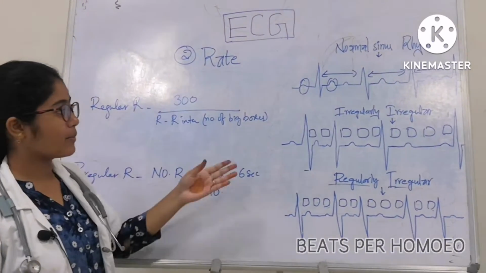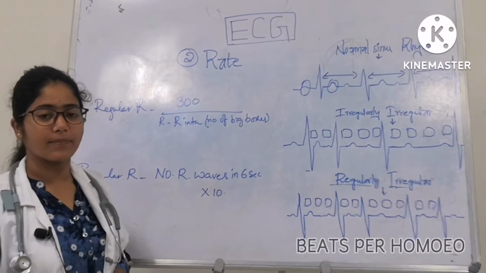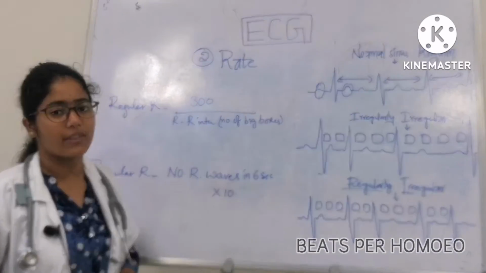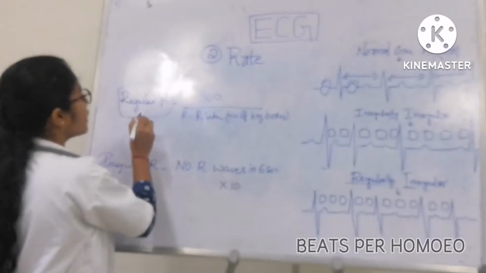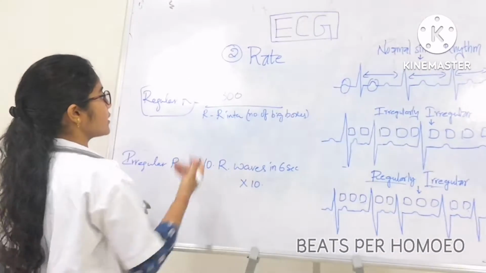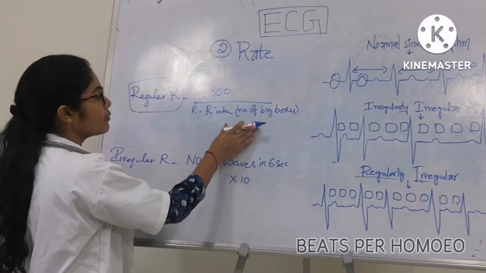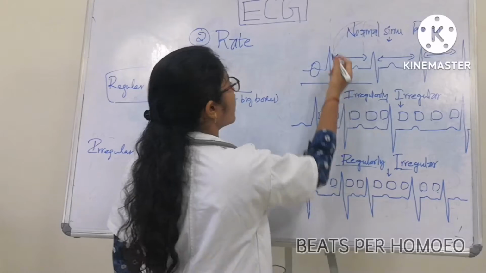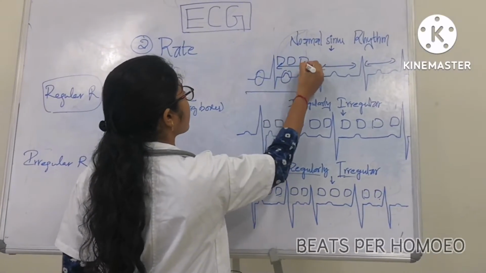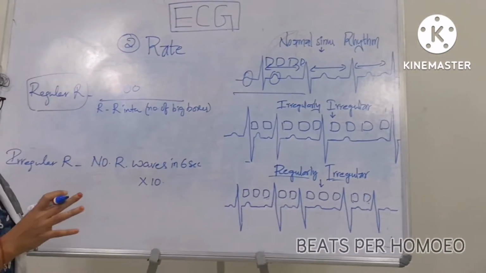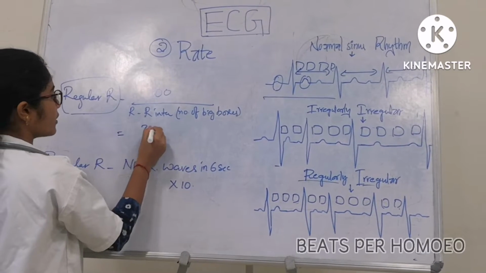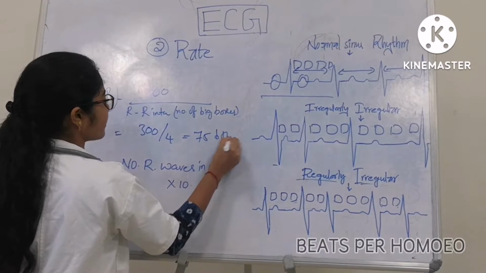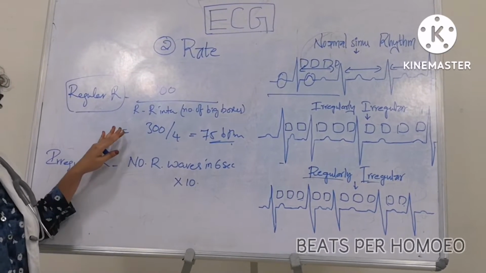To calculate the heart rate from an ECG strip, first we have to know the rhythm. Whether the rhythm is regular or irregular, based on that we can calculate the heart rate. When the rhythm is regular, we can calculate the heart rate using this formula: 300 divided by the number of big boxes between two RR intervals. Here it is a regular rhythm, and there are 4 big boxes between 2 RR intervals. So 300 by 4, we get 75 beats per minute. This is how we calculate the heart rate for a regular rhythm.